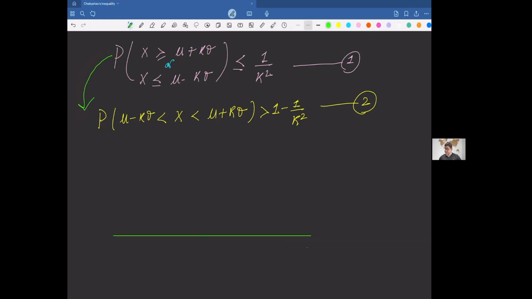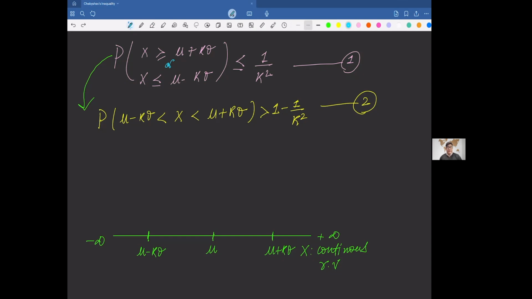So let's assume this is my random variable x. This is my continuous random variable. And let's assume this is my mu, which is my mean, this is my mu minus k sigma, and this is, let's suppose, mu plus k sigma. Since I assume my x is a continuous random variable, it can take values from minus infinity to plus infinity. Correct? Now, what is the first probability saying?